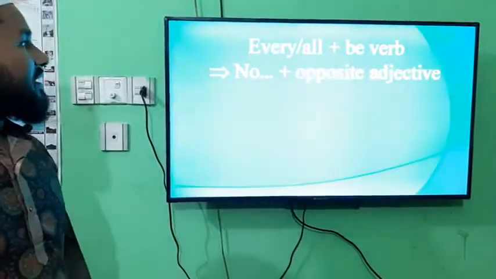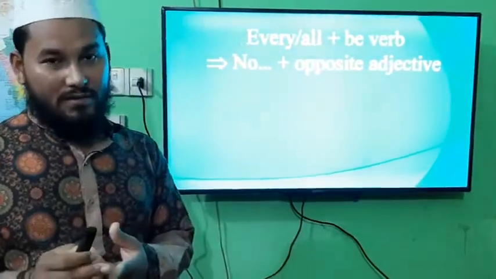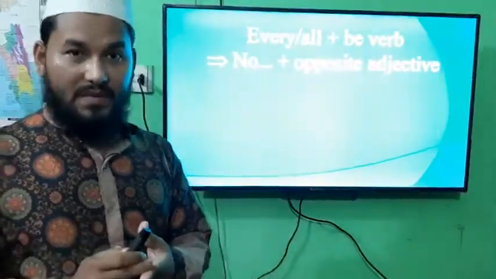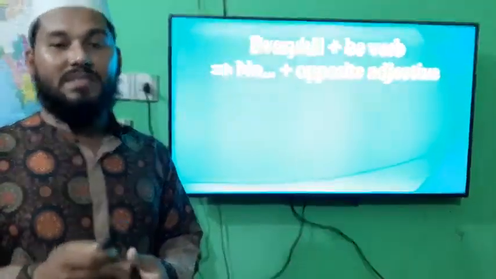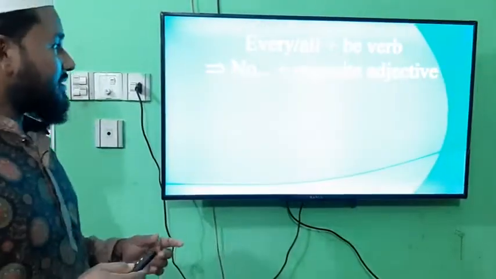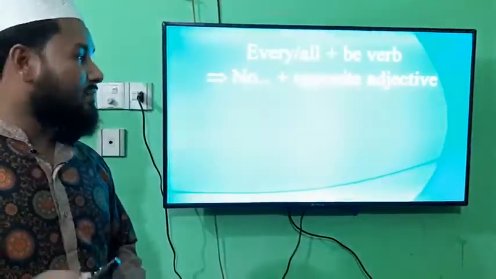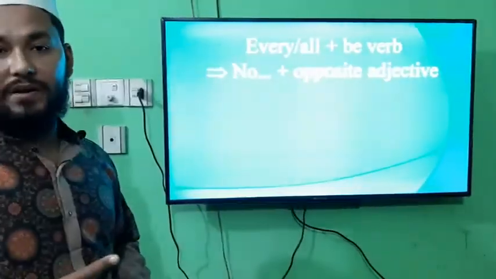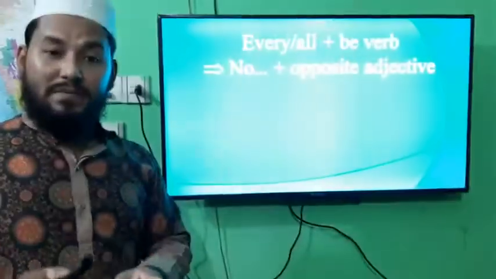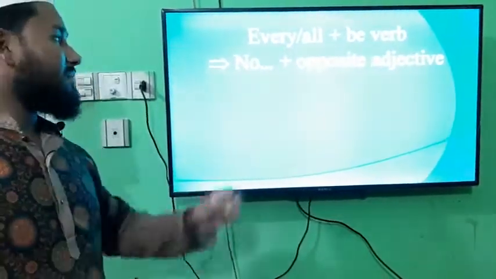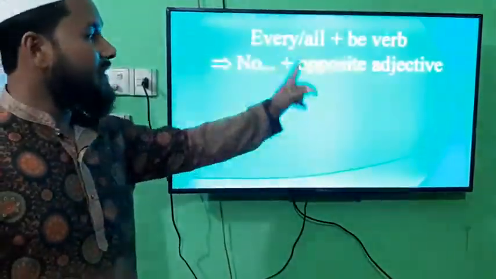Okay. Next, if you get a be verb after every or all, I think you know what a be verb is. Be verbs are am, is, are, was, were, be, being, etc. If we get a be verb with every or all, that time we have one way, that is no plus the opposite word. But if we get a main verb, that time we have three ways. Clear? With a be verb, that is no plus opposite adjective.